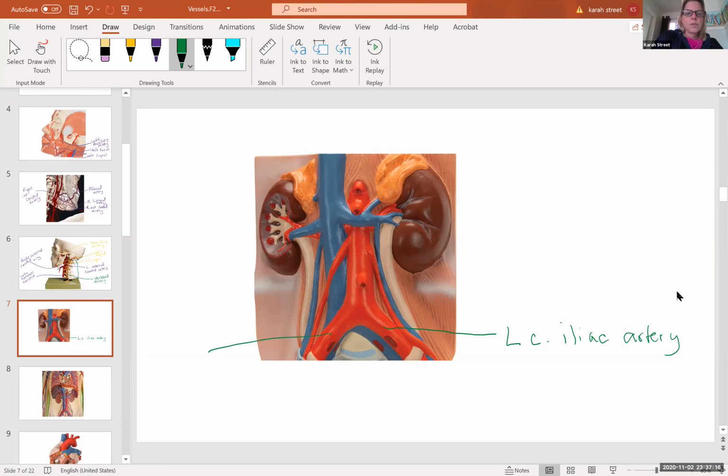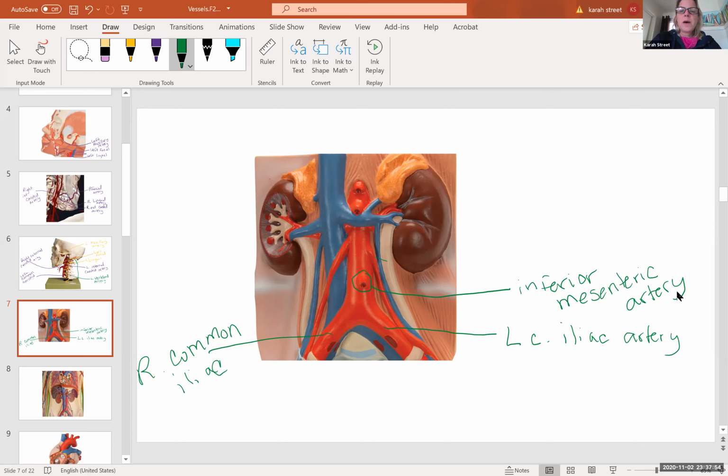And obviously this would be the right common iliac. This little nub right here, because they've cut it off so that you can see everything, because it would be coming out of the picture. It would be going anteriorly from the person's abdomen. That is the inferior mesenteric artery.